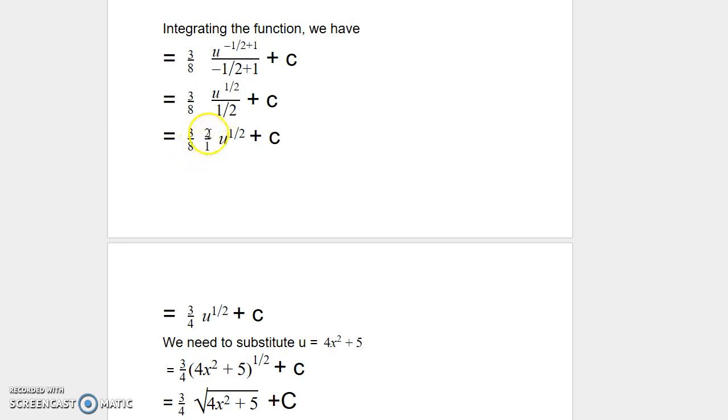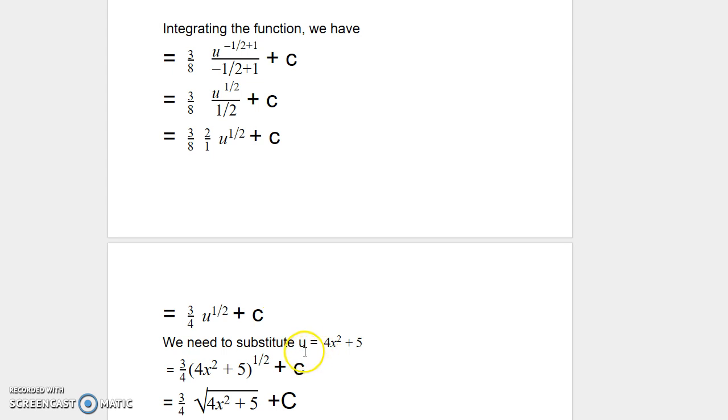So we can simplify that. 2 times 1 is 2. 2 times 4 is 8. So we have this 3 times 2 divided by 8 times 1, which translates to 3 over 4. So 6 divided by 8 translates to 3 over 4, u to the power of half plus c.